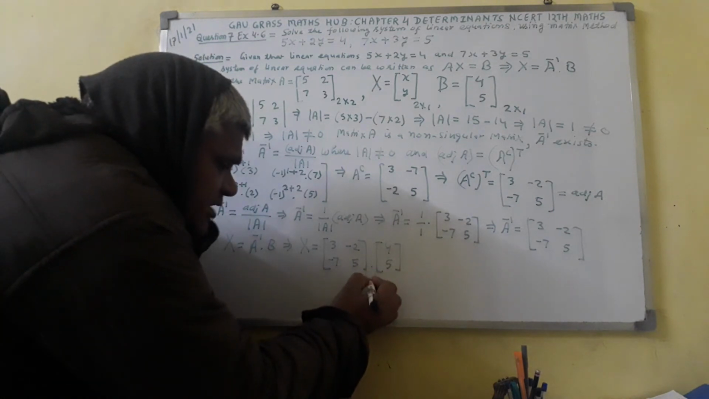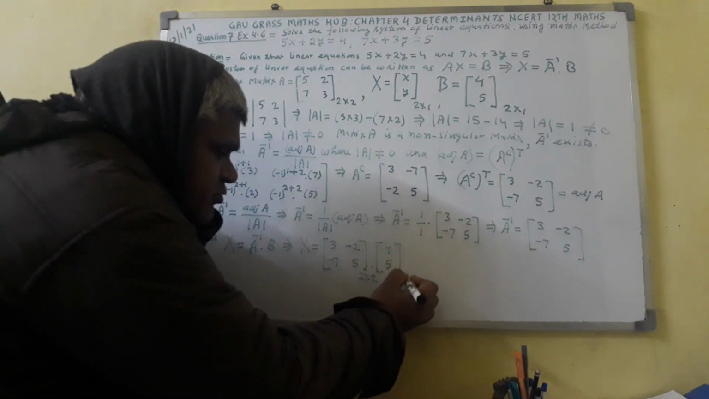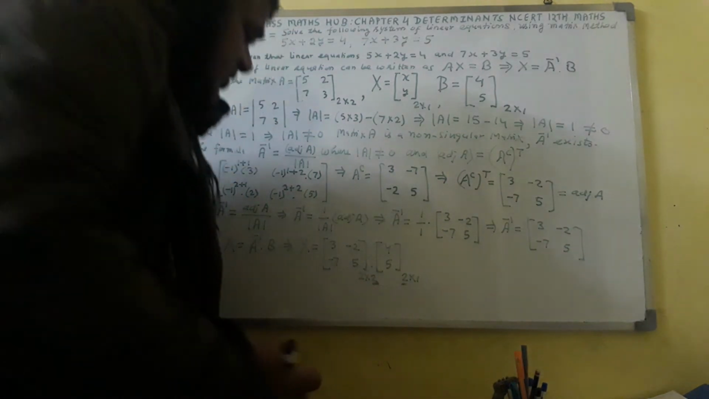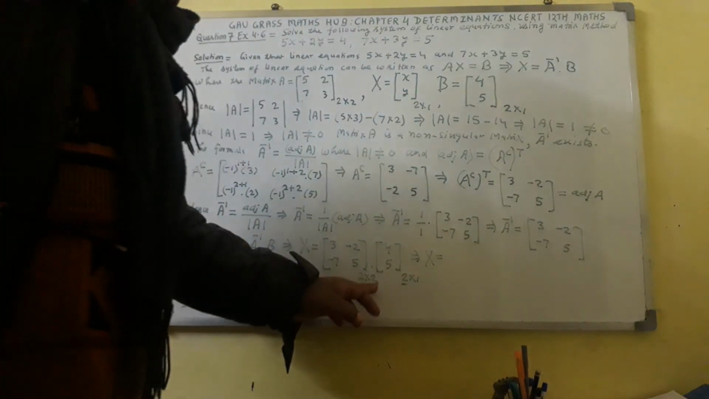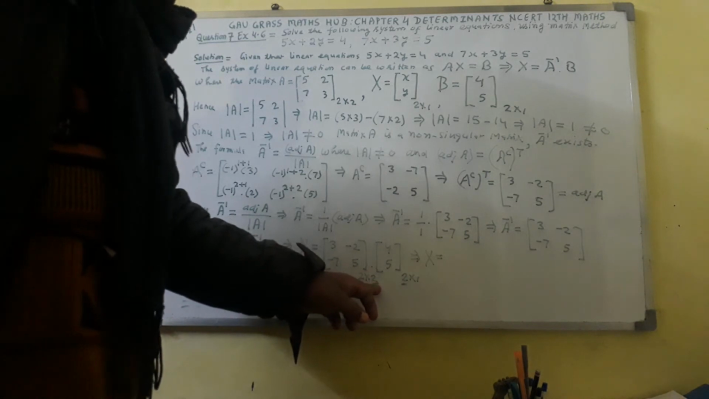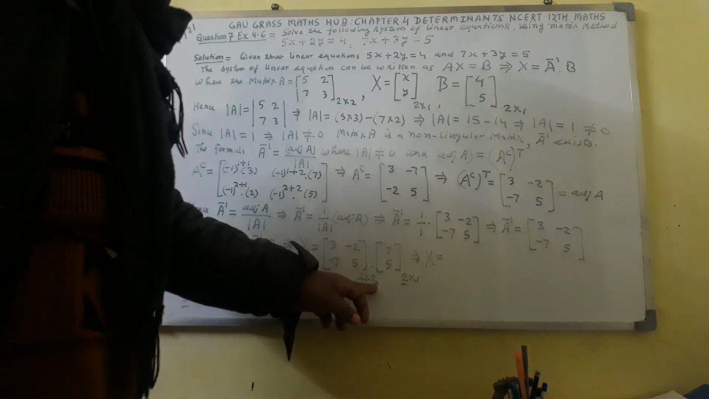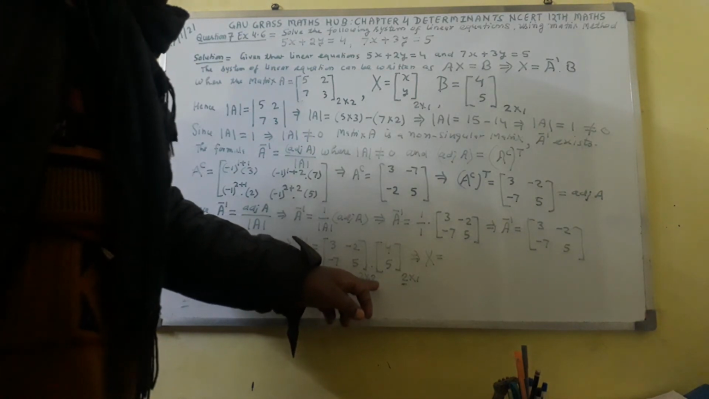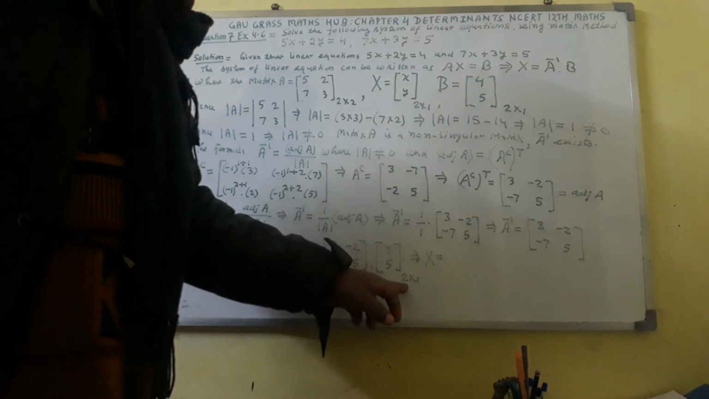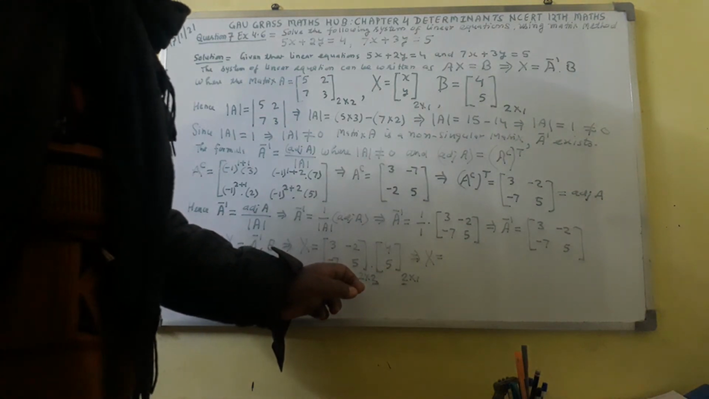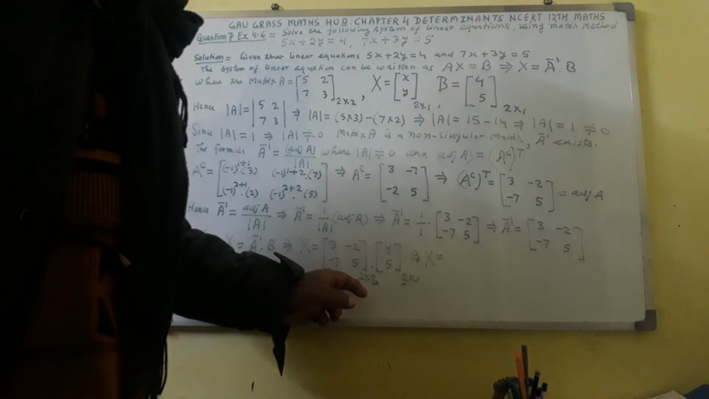This is of order 2 cross 2, this is order 2 cross 1. So these two will be clubbed together and the new matrix will be formed. Here 2, 2, this is number of columns, and here the number of rows is 2. Both should be the same. So here 2, 2 is the same. The new matrix on multiplication you will get will have the order 2 cross 1.